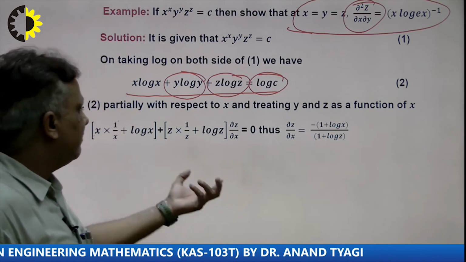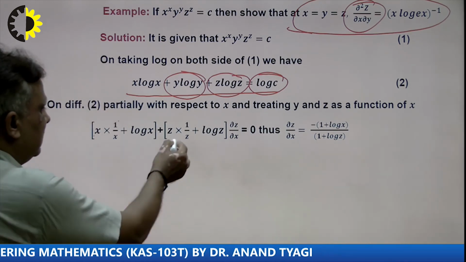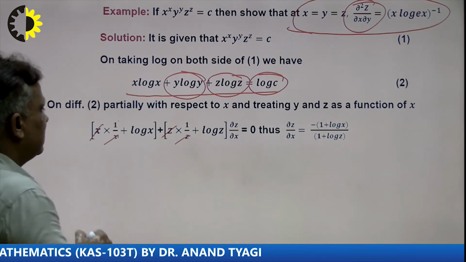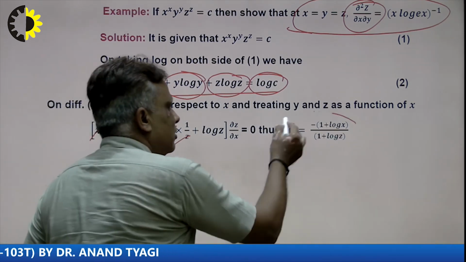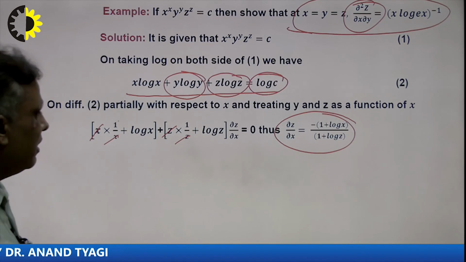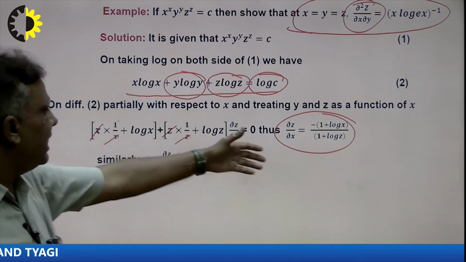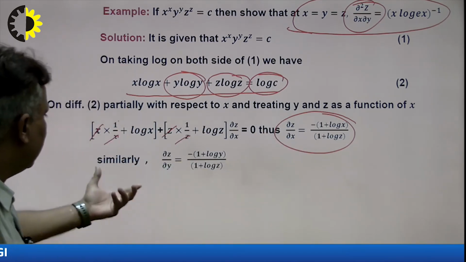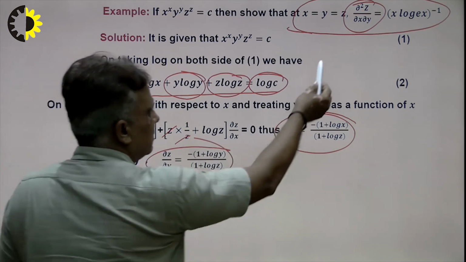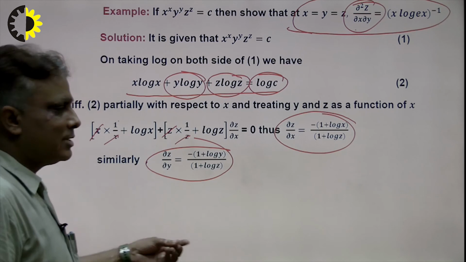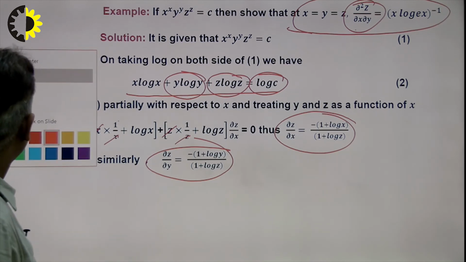Now the question is, what will be the value of del z over del x? This cancels out and this cancels out. So 1 plus log x goes to this side, and this will be del z over del x. In the same way, what will be the value of del z over del y? I write del z over del y here. Now our aim is to calculate this portion. I explained just now how to calculate it, one by one.